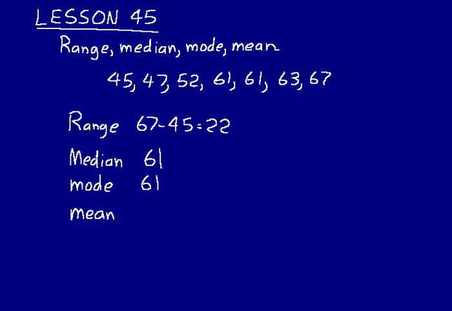Mean, all that is the average. If you know how to figure out an average, you add up all the numbers and you divide by however many numbers there are. So here we'd add up all these numbers and divide by 7. And so the mean of those numbers is about 56.6 miles per hour.